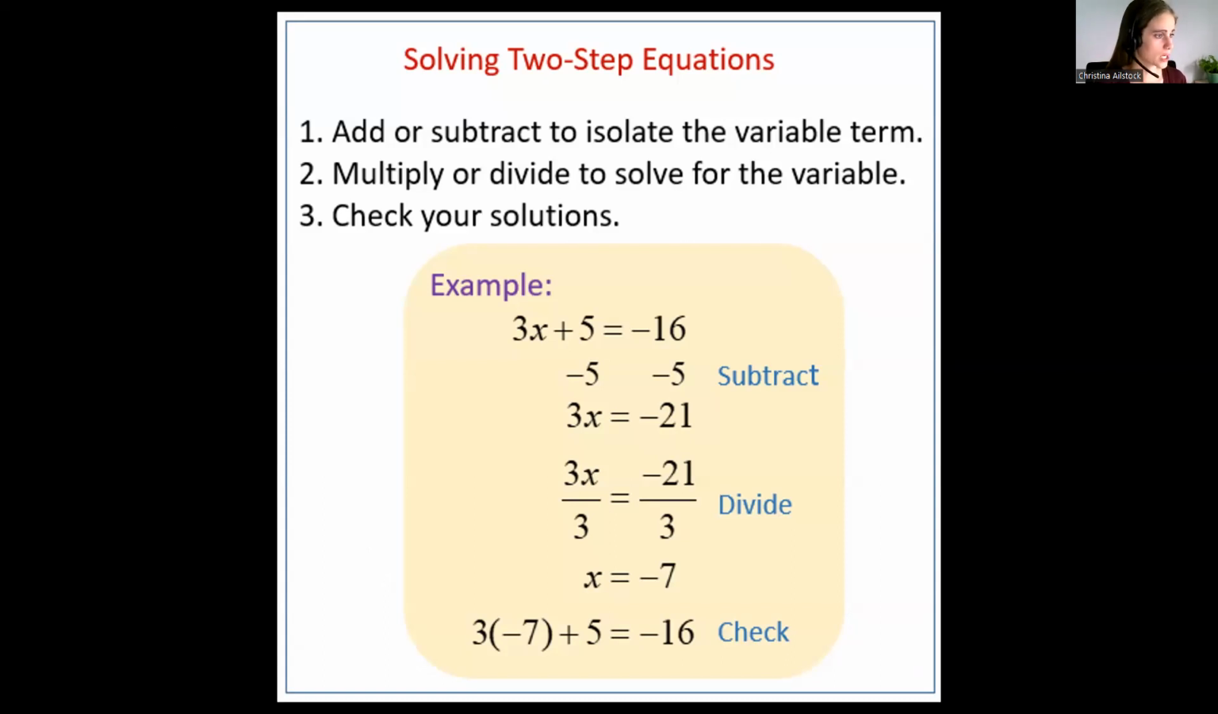So if we look at the very bottom here, the reason we want to get that variable all by itself is because then that will tell us what it's equal to. That will give us its value for that particular equation.